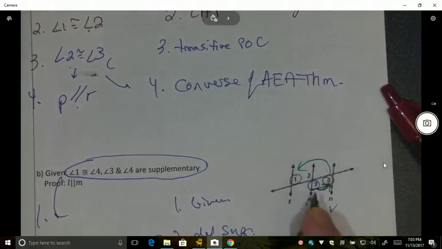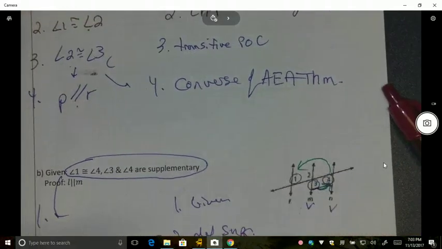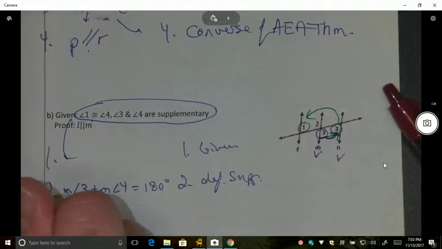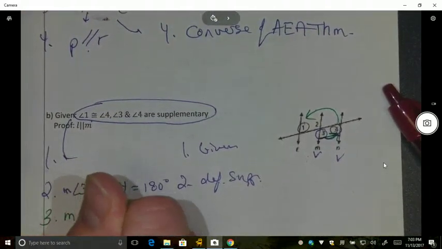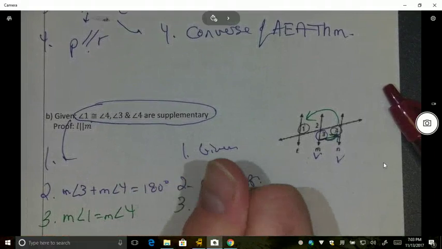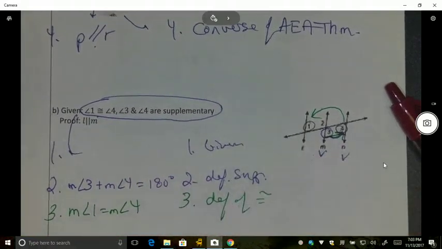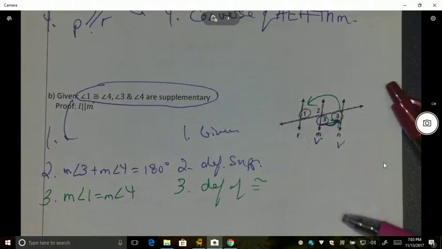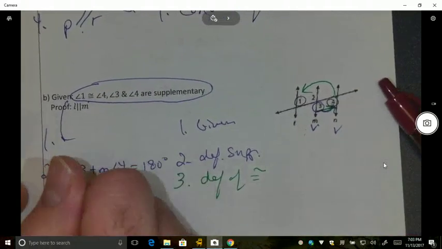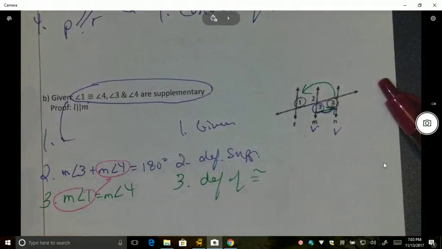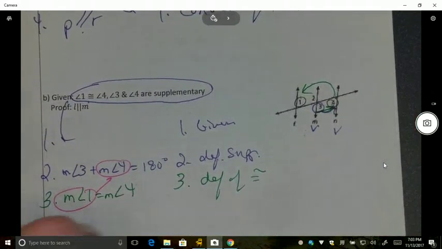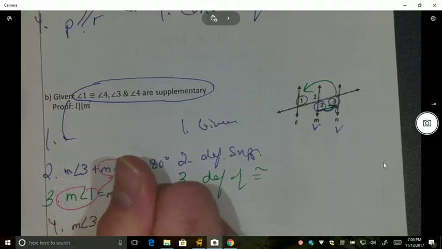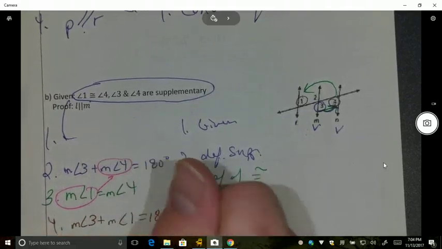So I've connected 3 to 4 and 4 to 1. This one through a congruency statement, though, so I have to write that out as measure of angle 1 equals measure of angle 4 by definition of congruent. Well, now I have two equations, and both of them have angle 4 in them. So I can now replace angle 4 with angle 1. Measure angle 3 plus measure angle 1 equals 180 degrees.